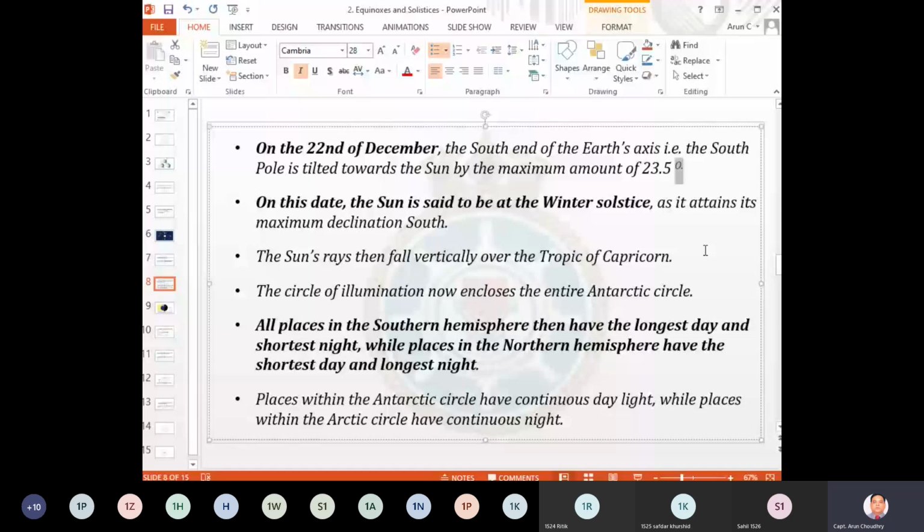And the places in the Arctic Circle, we can say, around the North Pole, and the Antarctic Circle is the South Pole. The places within the Antarctic Circle have continuous daylight, whereas places within the Arctic Circle, in the North Pole, will have darkness throughout the whole day. That's 24 hours. They will have the darkness.